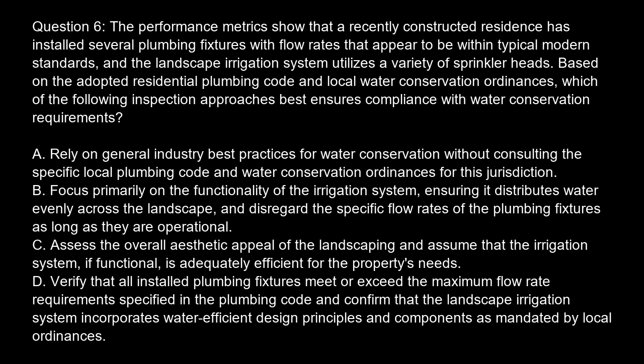Option C. Assess the overall aesthetic appeal of the landscaping and assume that the irrigation system, if functional, is adequately efficient for the property's needs. Option D. Verify that all installed plumbing fixtures meet or exceed the maximum flow rate requirements specified in the plumbing code, and confirm that the landscape irrigation system incorporates water-efficient design principles and components as mandated by local ordinances.